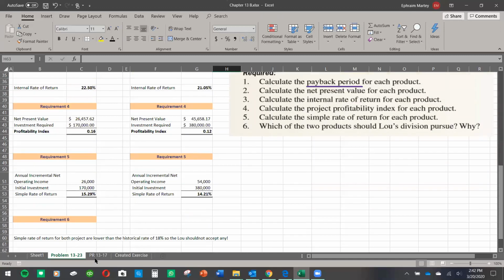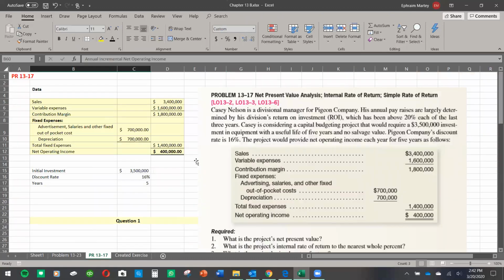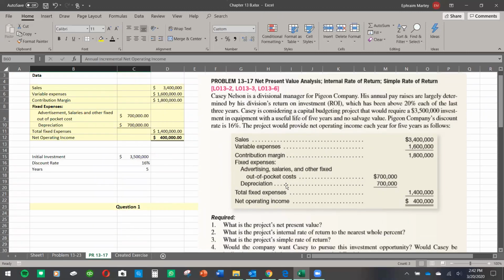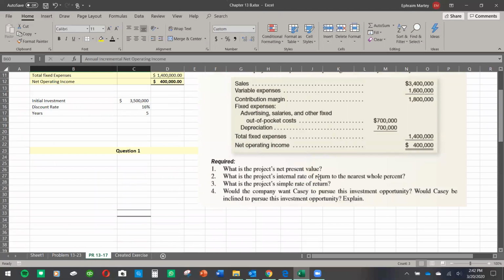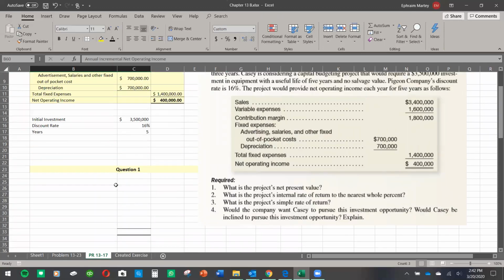Great, makes sense. So let's move on and do this one, which is exercise 13.17. Let's try our hands on that. I just copied and pasted this one here. Number one says, what is the project's net present value? Feel free to pause the video and solve it, and let's see if you get it. So pause the video now.